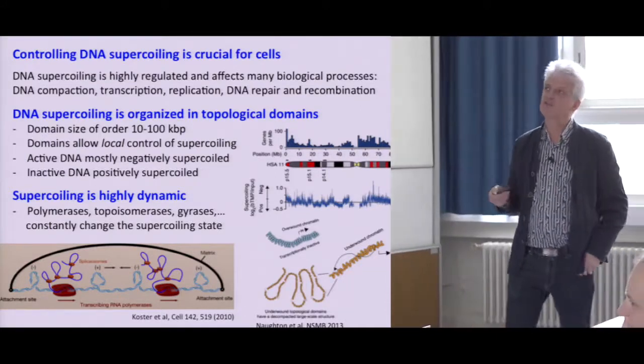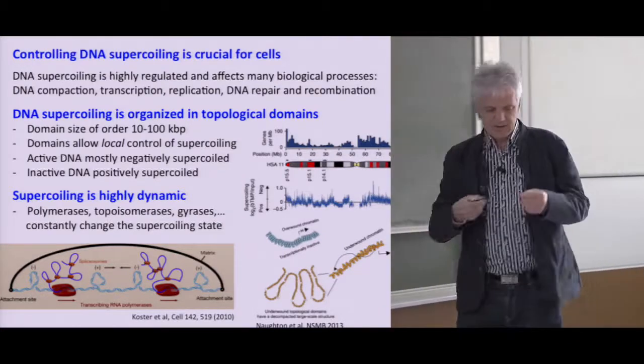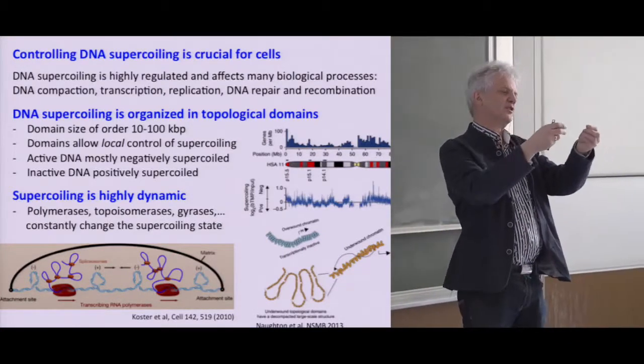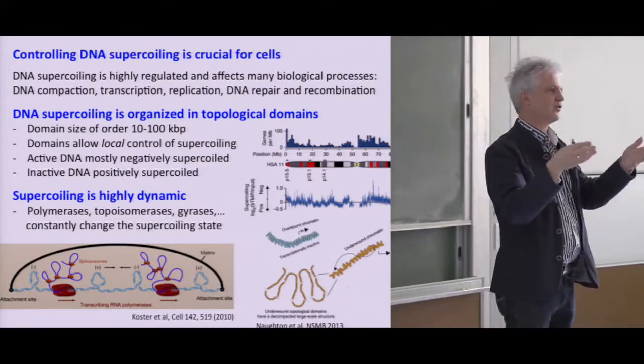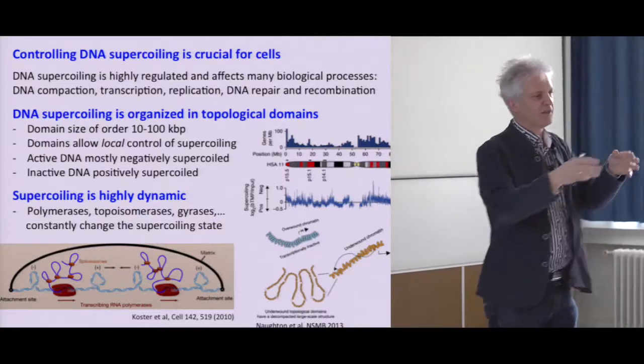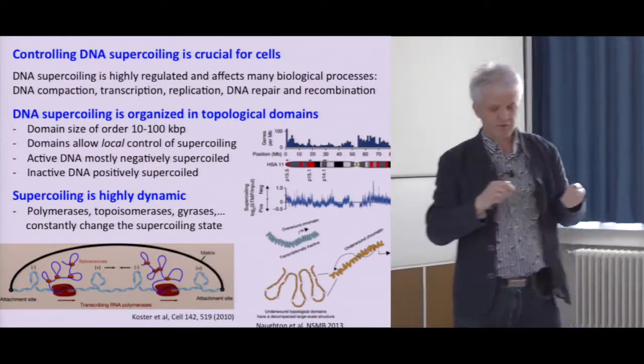But it's not only that, it's also in transcription, replication, and these kinds of processes. Now, the DNA is supercoiled in your cells, but it's organized in topological domains of, say, tens or hundreds of kb, tens of microns of DNA, that basically make one domain. And within that domain, you then have the DNA supercoiled.